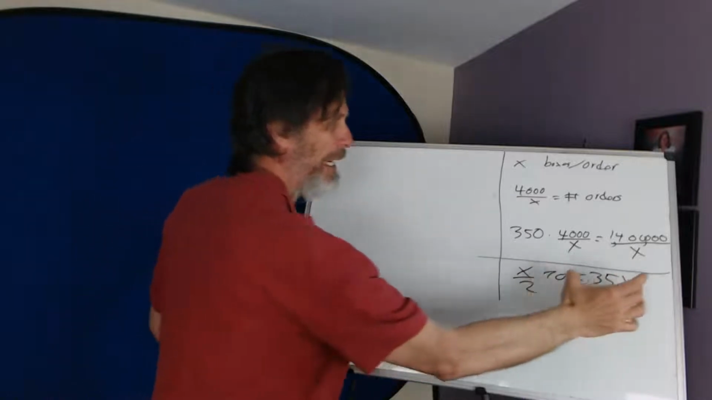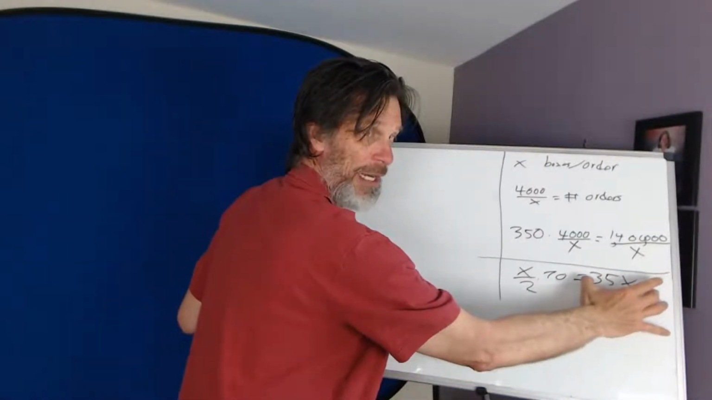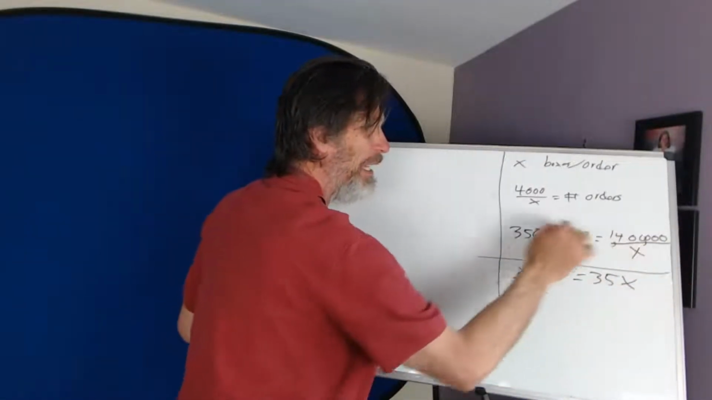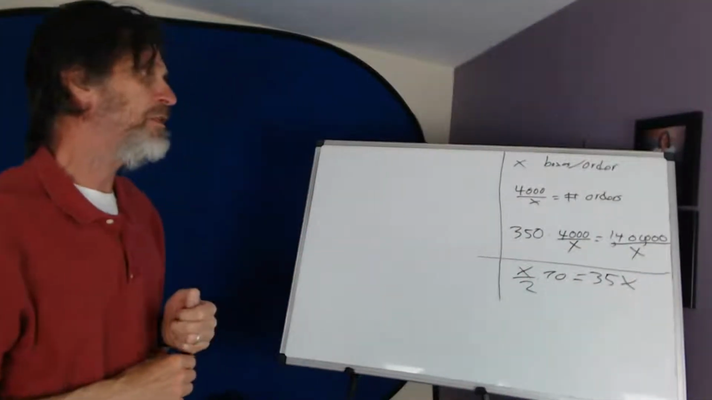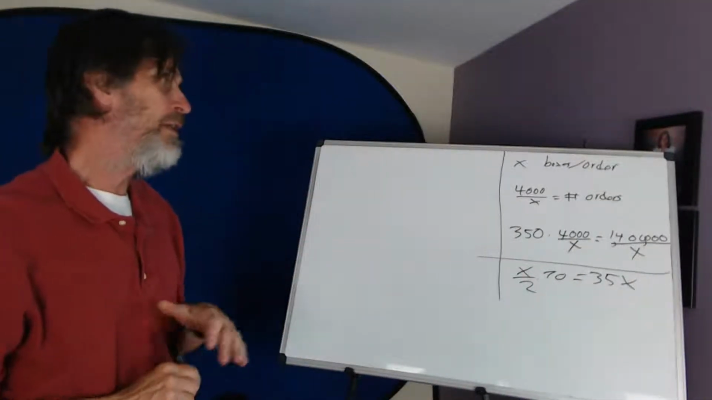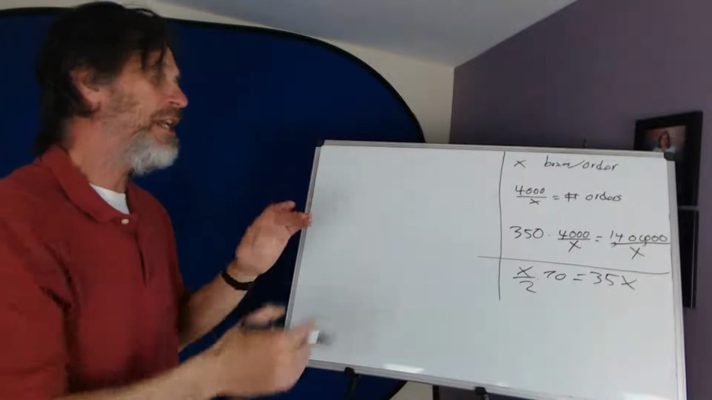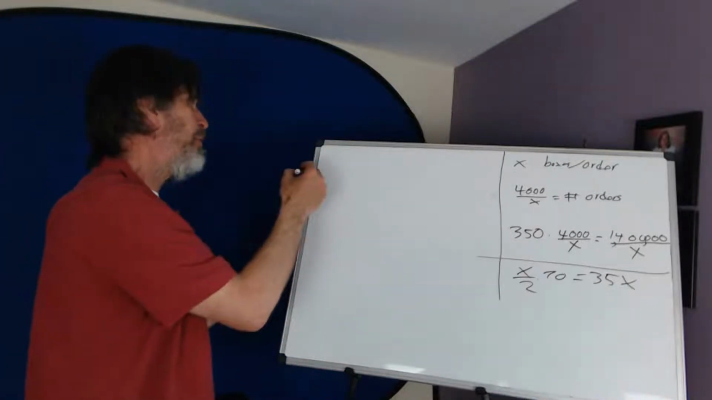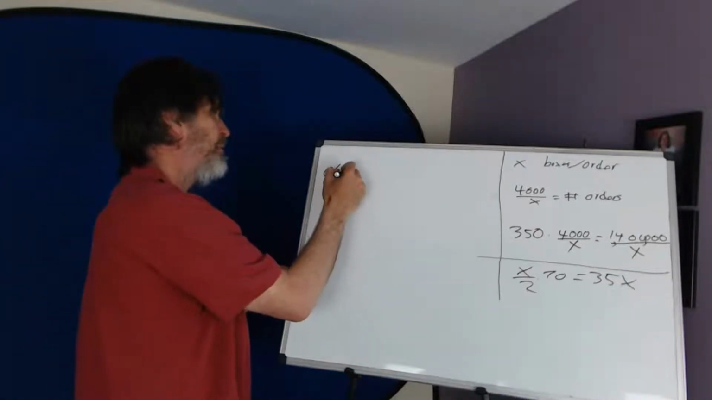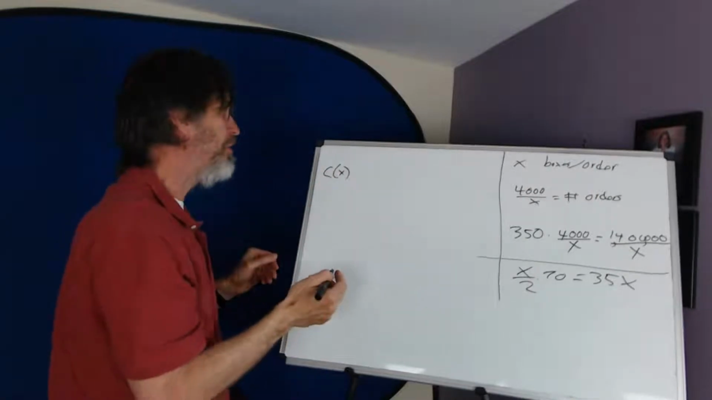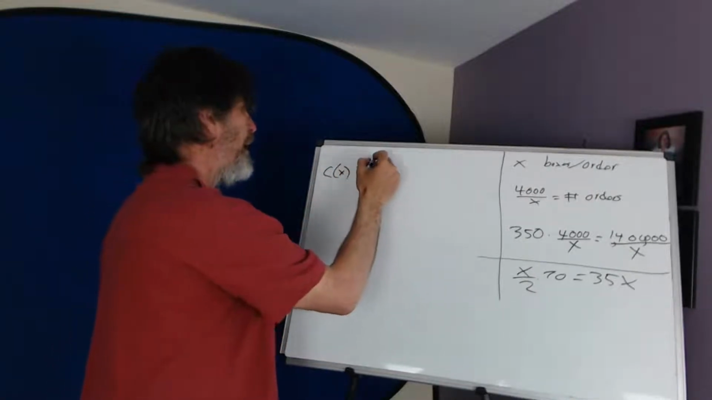As X gets big, the storage cost gets bigger, right? And as X gets big, the order cost gets smaller. So there's a fight between the one and the other, and we want to balance that out. We want this variable cost function, what we get when we add those two together, to be as small as possible.